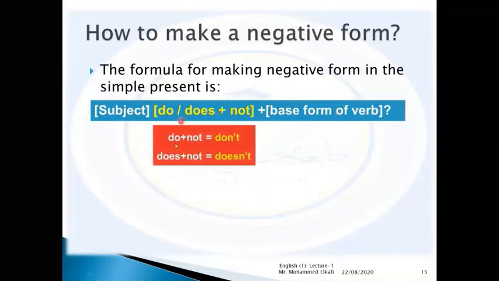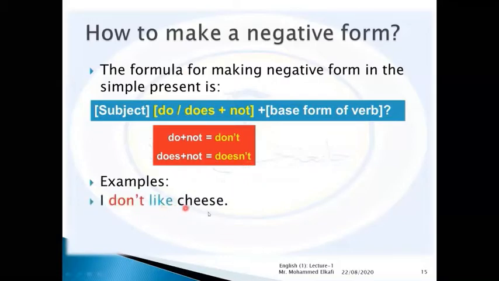So when we say do not, we use a contraction for it. Don't. Does not is used as doesn't. So here we can say I don't, you don't, we don't, they don't play. But he doesn't play, she doesn't play, it doesn't play.